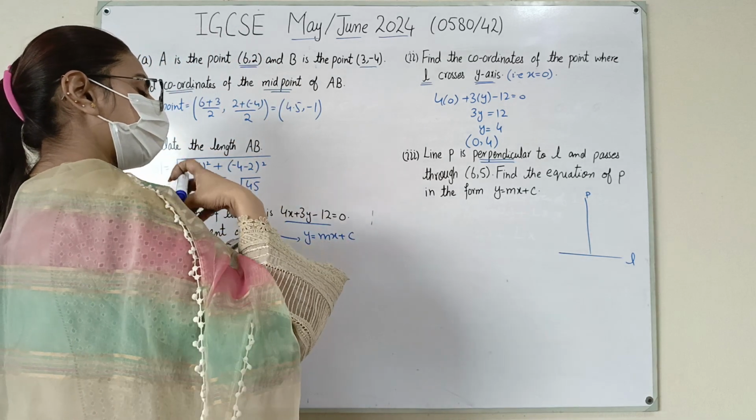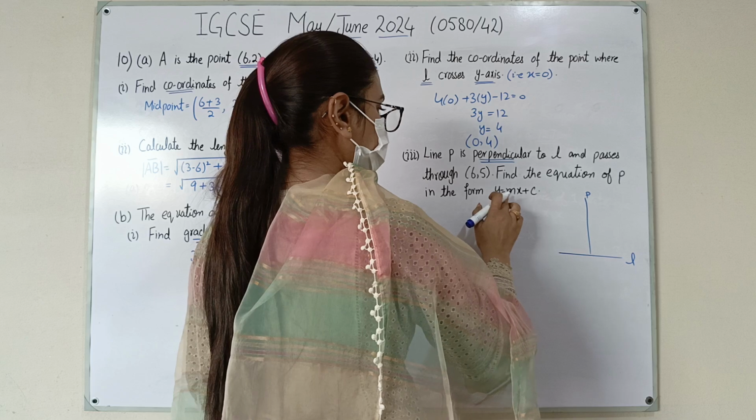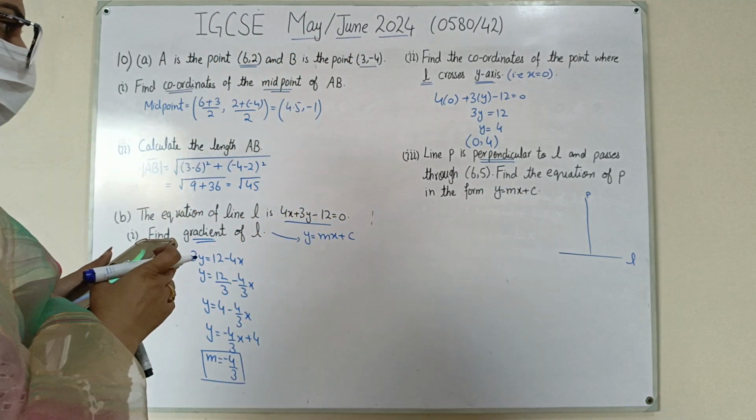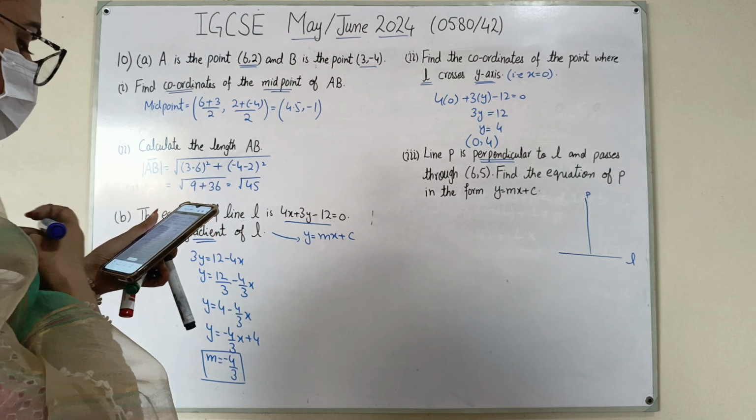Perpendicular, passes through point 6, 5. This is the point from which the line P is passing. He is asking you to make the equation of line P in the form y is equal to mx plus c.